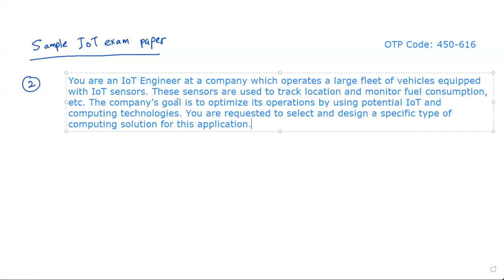So in this question, you are asked to design a computing solution to this application. So in our class, the computing types used in IoT can be divided into three types: edge computing, fog computing and cloud computing.